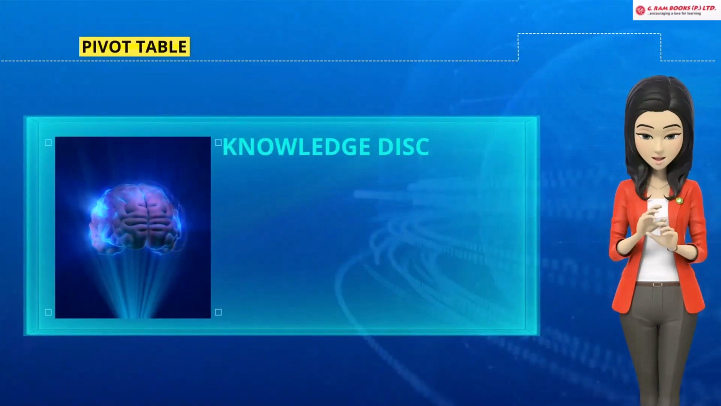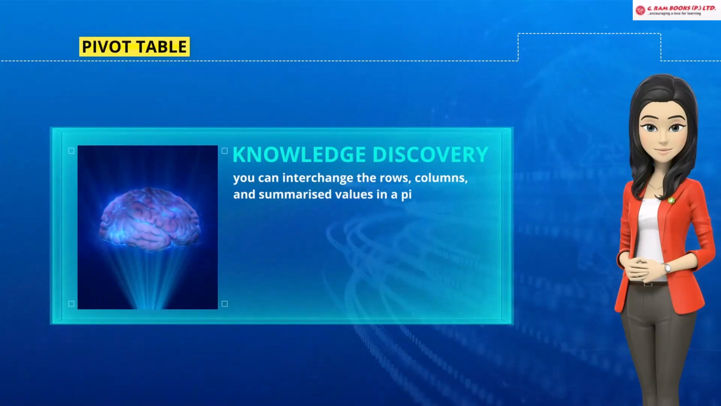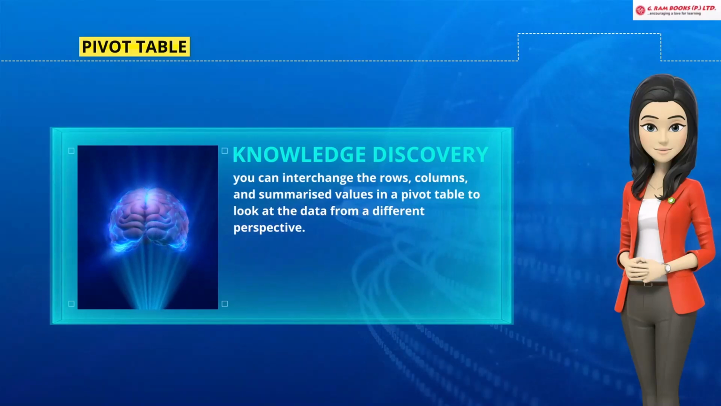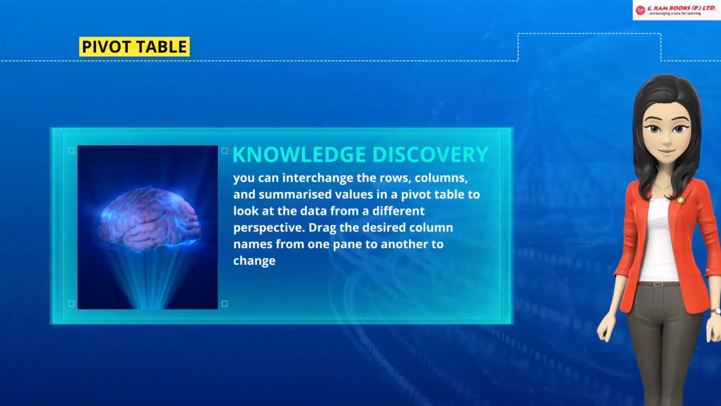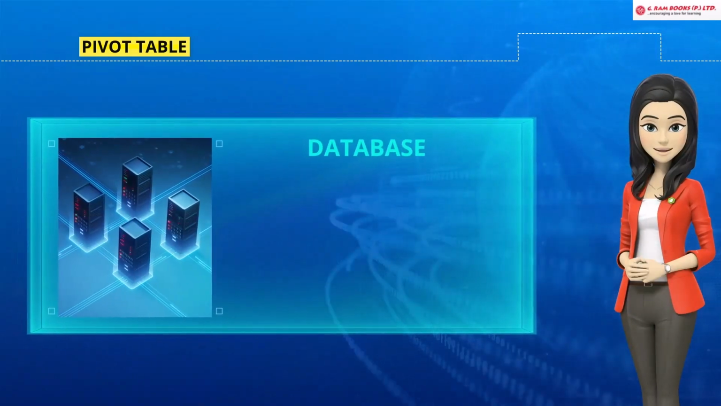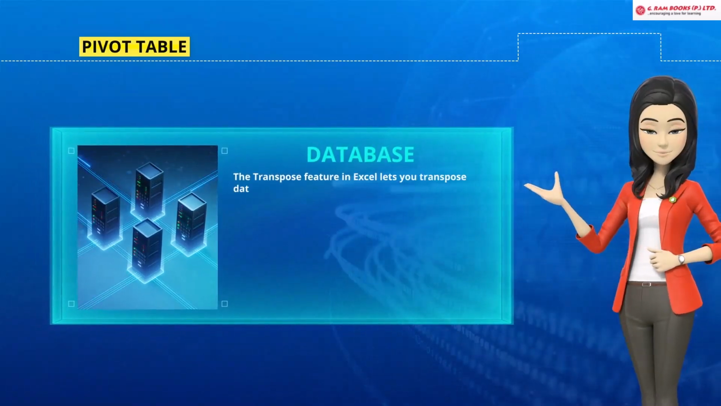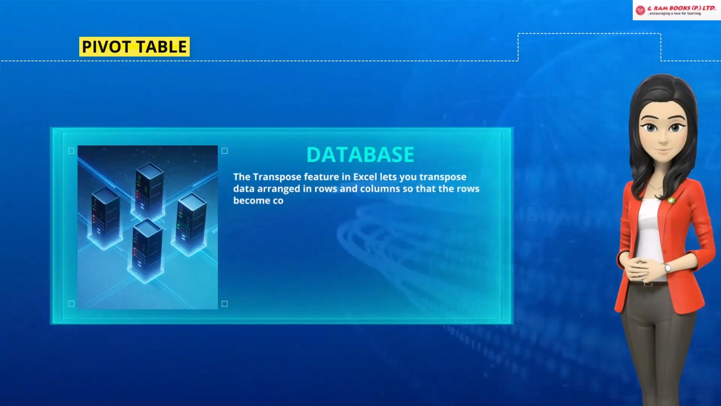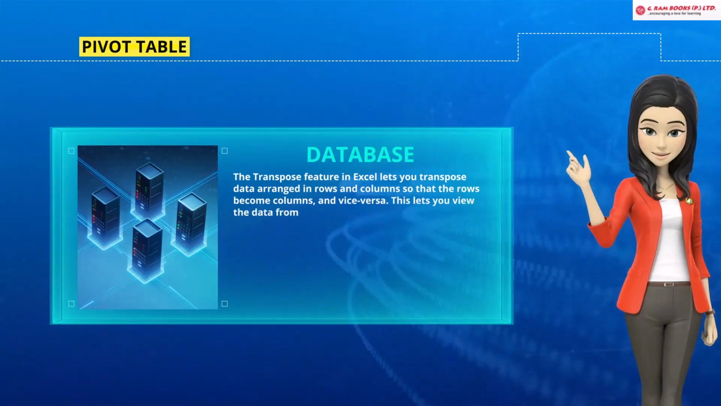Knowledge discovery. You can interchange the rows, columns, and summarized values in a pivot table to look at the data from a different perspective. Drag the desired column names from one pane to another to change the layout of the pivot table. Database. The Transpose feature in Excel lets you transpose data arranged in rows and columns so that the rows become columns and vice versa. This lets you view the data from a different perspective.